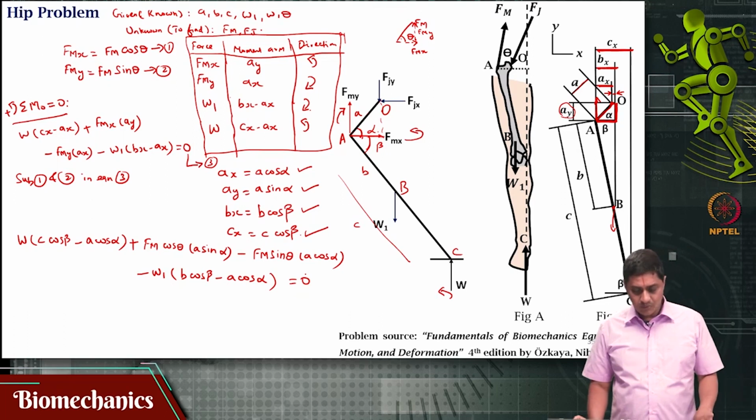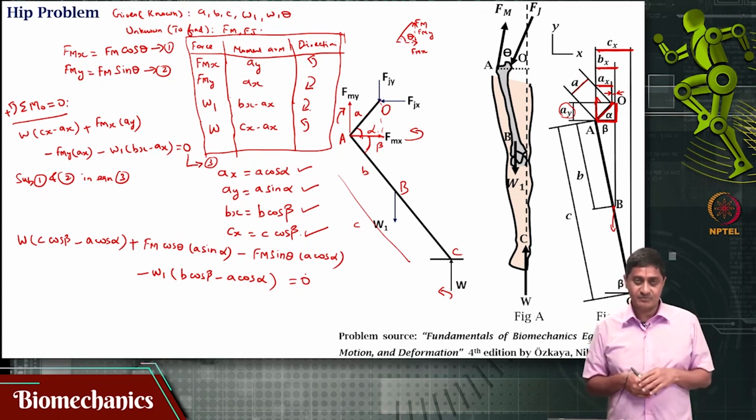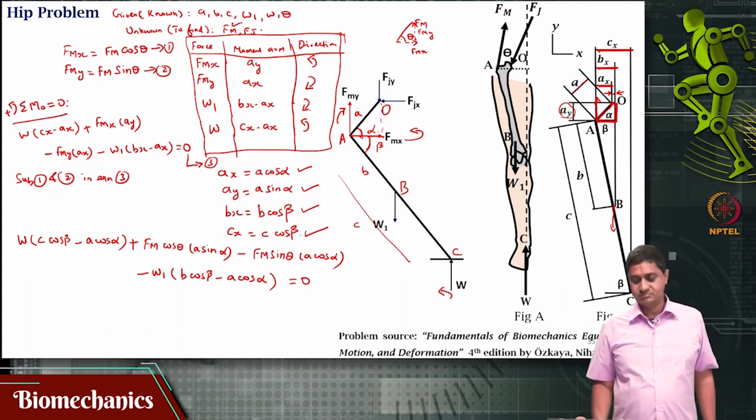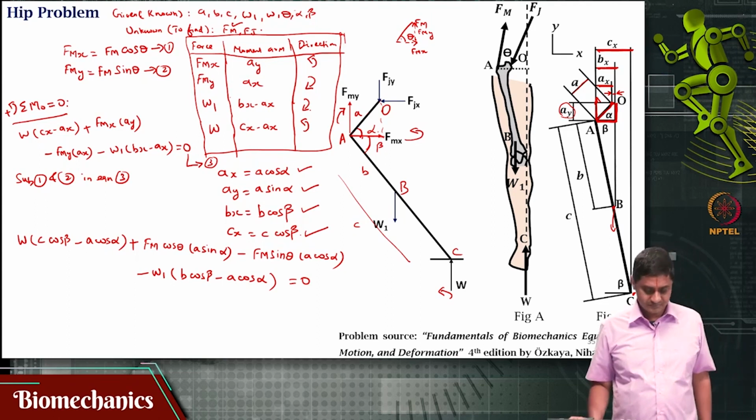In this equation, the only unknown is Fm, everything else is known. I know W, I know C, I know beta, I know alpha, I know theta, I know A, I know B, I know W1 and I know W. I know everything except Fm, and Fm is what I need to find because that is the unknown. Theta is known, alpha is known, beta is known, everything else is known.